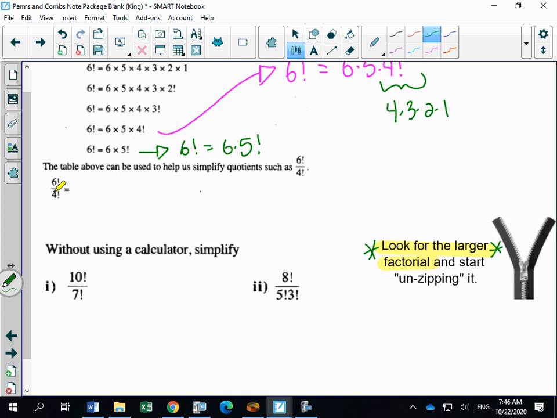So between a 6 and a 4, the larger factorial is the 6. So that's the one that I would start unzipping. And you're going to unzip it until you get down to 4. So 6 factorial would be 6 times 5 times 4 factorial, all over, my denominator has a 4 factorial in it. Then 4 factorial and 4 factorial would cancel. So my answer is 6 times 5 without punching it onto a calculator, and 6 times 5 is 30.